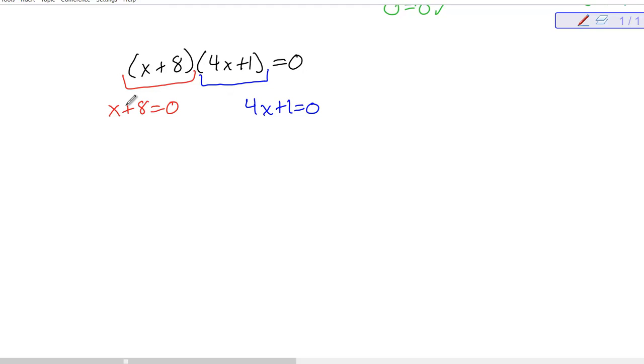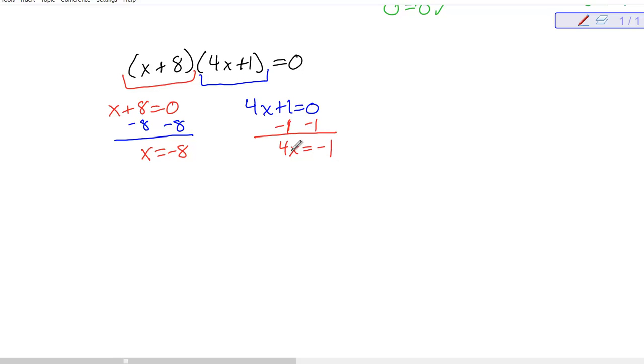So x plus 8, the opposite of adding 8 is subtracting 8. So I'm going to subtract 8 from both sides, and I get x is equal to negative 8. Over here, 4x plus 1 equal to 0. I'm literally undoing my order of operations, so I want to undo the addition and subtraction first. So the opposite of adding 1 is subtracting 1 from both sides. That way these two numbers will cancel out, leaving me with 4x equals negative 1.